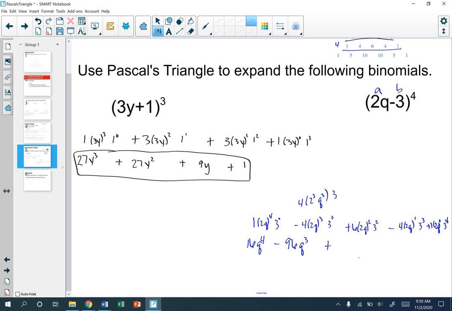Plus 6 times 2q squared times 3 squared is going to give me the 216q squared, minus 4 times 2q to the first times 3 cubed, which is 27 times 8q, gives me 216q. And here I have 3 to the 4th times 1, because 2q to the 0 is simply 1. And 3 to the 4th is 81.